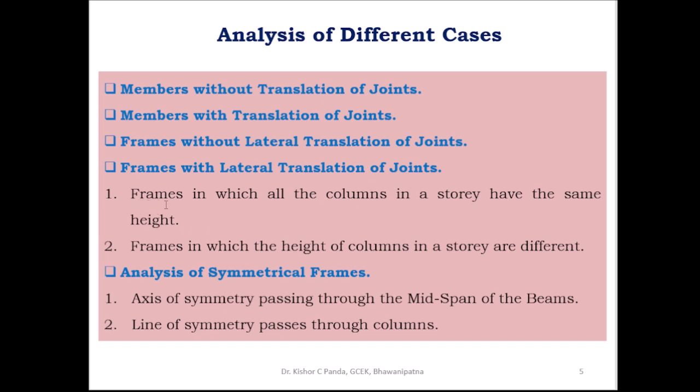The first case, that is the frames in which all the columns in a story have the same height, and frames in which the heights of the columns in a story are different. We will discuss when the column heights are the same and when the column heights are different. Also we will discuss in Kanis method when the axis of symmetry passes through the midspan of the beams and the line of symmetry passes through the columns. These cases we will discuss in the Kanis method.